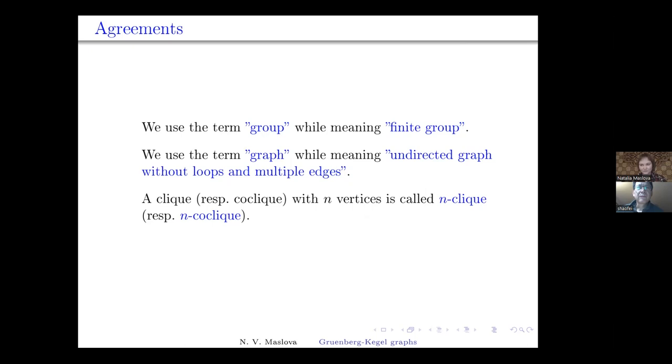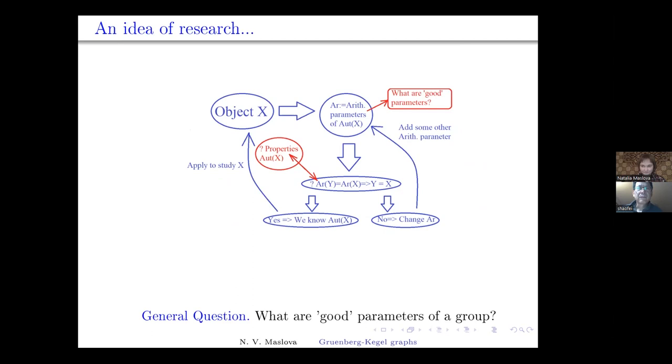What's the main idea of our research? The idea is to find some good characterizations of finite groups which can be applied to real life, for example. And of course, any group can be considered as a permutation group, and any group can be considered as the automorphism group of some object, for example, of some set.